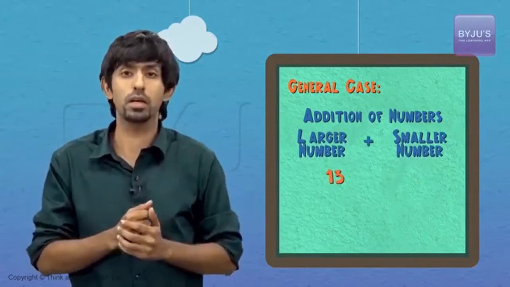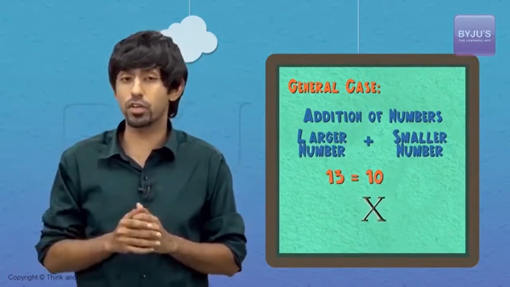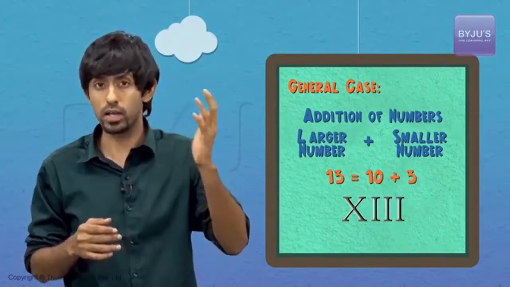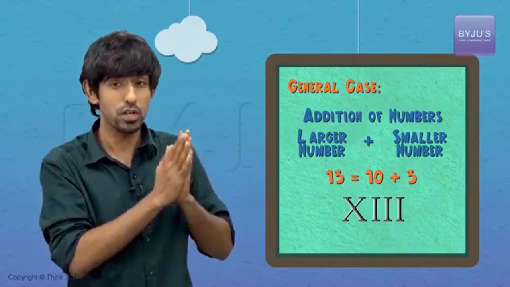number. So let's say 13, right? What is for 10? X is for 10. Then 3 ones, so III. XIII is what we have for 13.